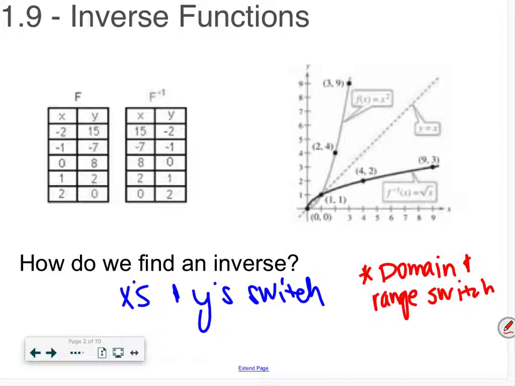When I ask you to find an inverse, I'm also going to ask you to find its domain and range.